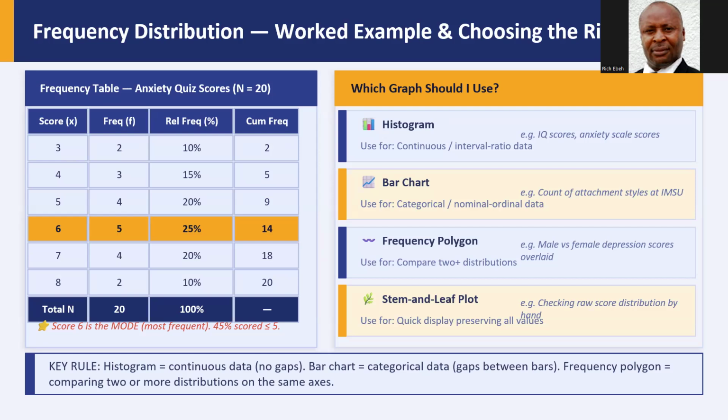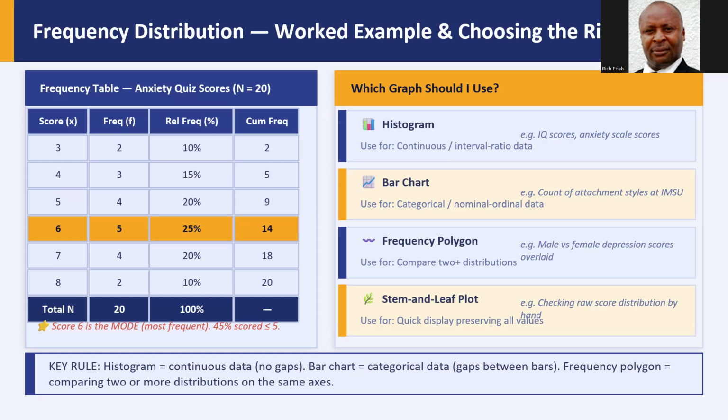2 persons scored 3. 3 persons scored 4. 4 persons scored 5. 5 persons scored 6. 4 persons scored 7. And 2 persons scored 8. You add that together, you get 20 participants. And that's the frequency. And from here, you can have relative frequency percentage, which is very easy to calculate. Two divided by 20 times 100 over 1. You get the percentage.